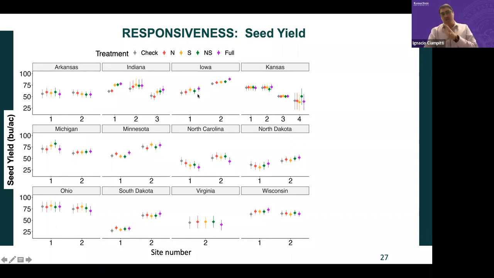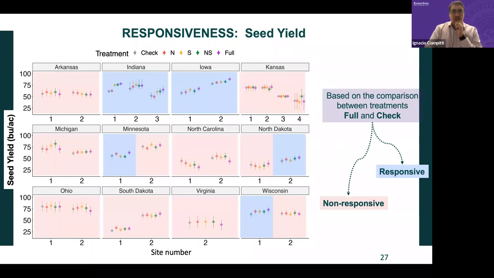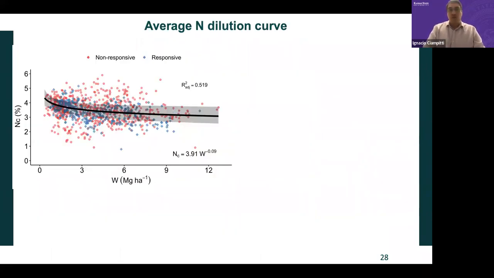So we try to classify the yield response in this idea of what we call the non-responsive, where we have no response to any of the treatments, and the responsive, where most of the time we see the response coming from sulfur and also from the combination of nitrogen and sulfur. You will see the non-responsive in a light red, and then the responsive in a light blue. We also try to quantify the nitrogen status of the plant.